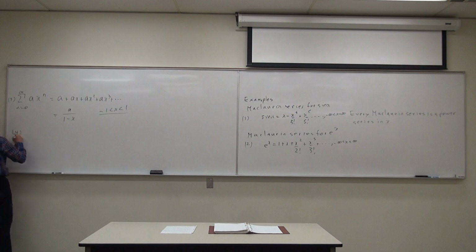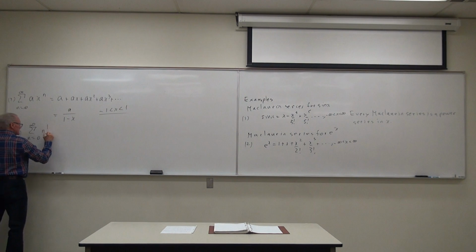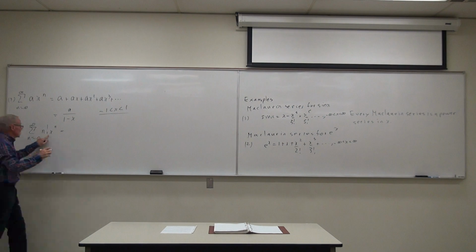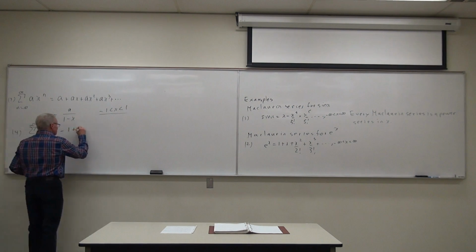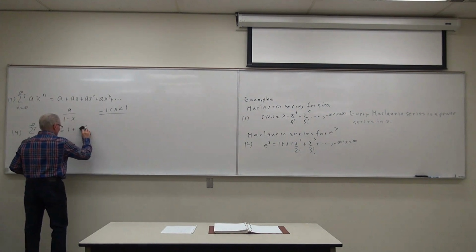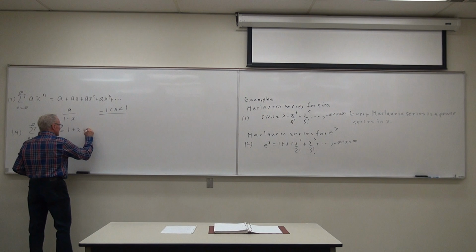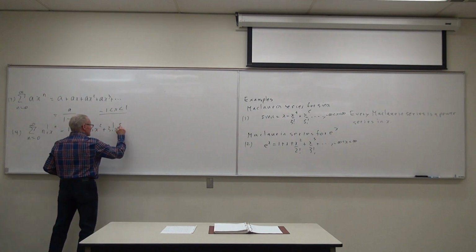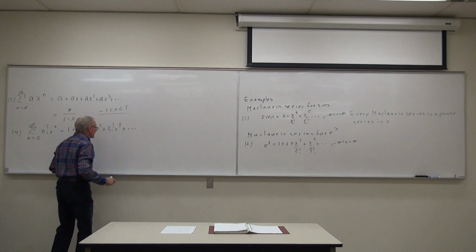And 4, let's look at this one: the sum from n equals 0 to infinity of n factorial x to the n. First term is 0 factorial, and 0 factorial is always 1 to mathematicians. So the first term is 1, then it's 1 factorial, which is 1, x, and then 2 factorial x squared, 3 factorial x cubed, plus dot, dot, dot.